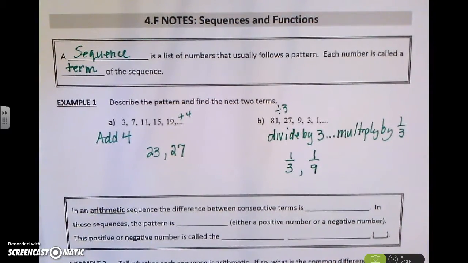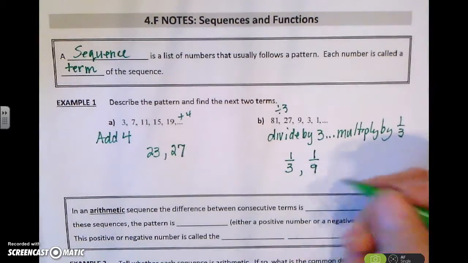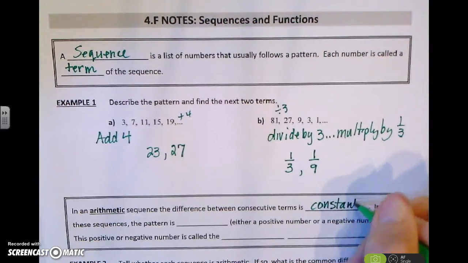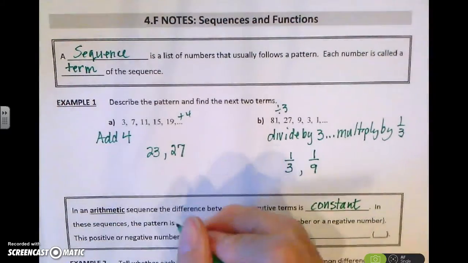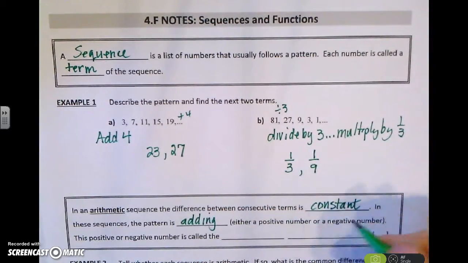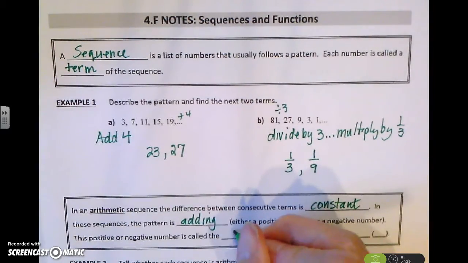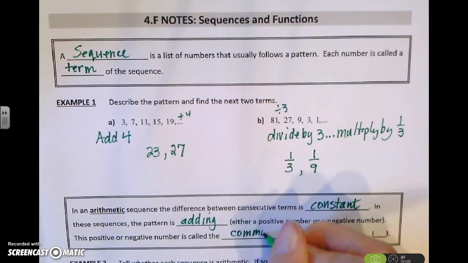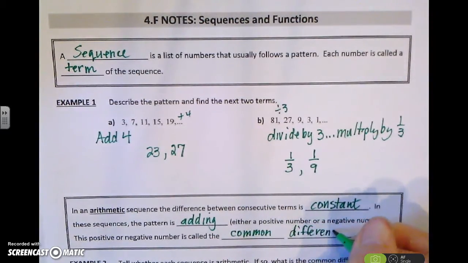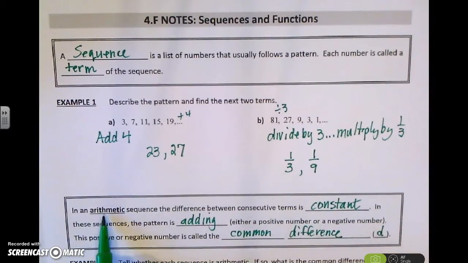In an arithmetic sequence, the difference between consecutive terms is constant. So it does not change. In these sequences, the pattern is adding either a positive number or a negative number. The positive or negative number is called the common difference. And the variable used to denote it is D. So this is an arithmetic sequence.